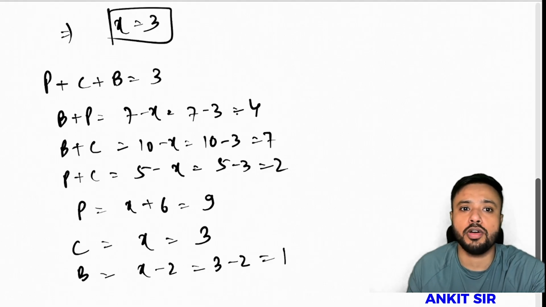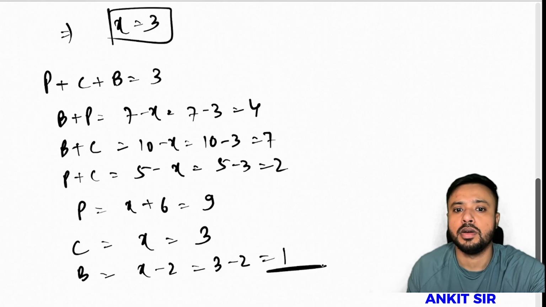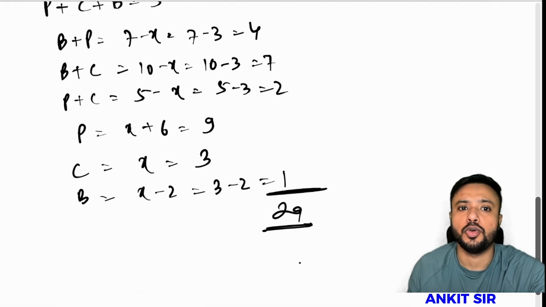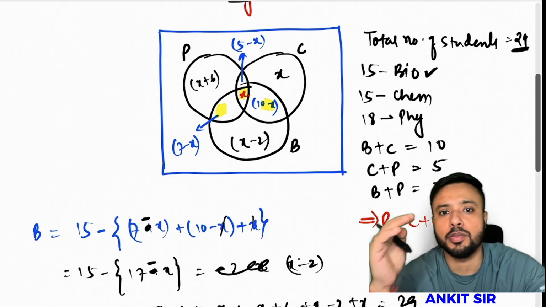So if you add everything now, 3 plus 4 is 7, 7 plus 7 is 14, 14 plus 2 is 16, 16 plus 9 is 25, 25 plus 3 is 28, and 28 plus 1 is 29. So now you can see that the total number of students I'm getting here is 29. So this is how you're supposed to draw the Venn diagram, guys.